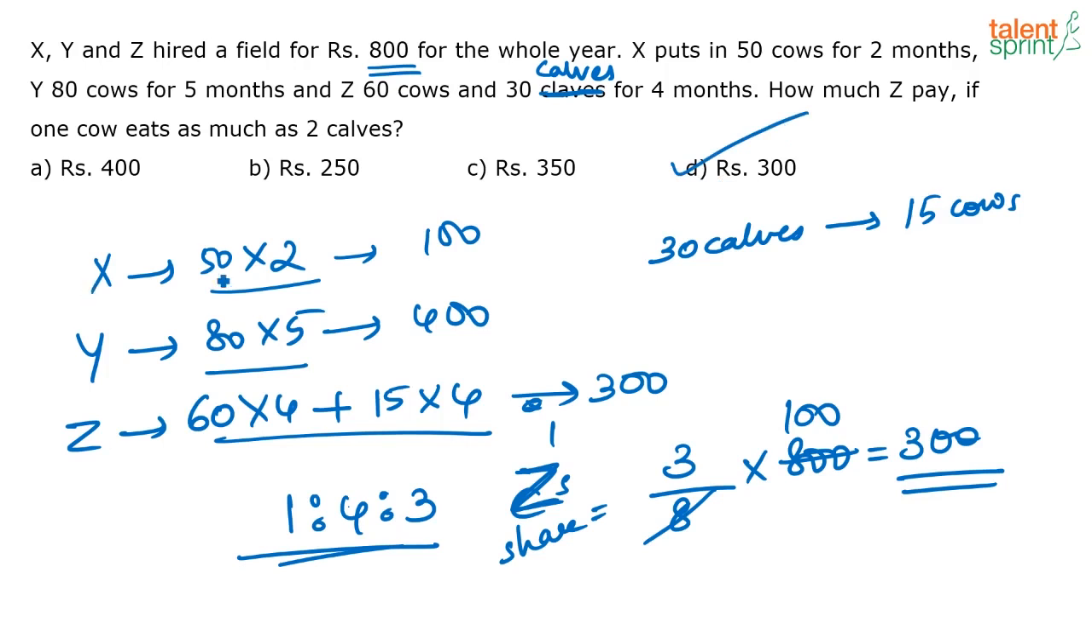Here X has used 50 cows for 2 months, Y 80 cows for 5 months, Z 60 cows for 4 months and 30 calves for 4 months. Now, 30 calves is equivalent to 15 cows. So, I can actually say that he has used 75 cows for 4 months. So, total that comes to 300. So, this is the ratio in which they have used the field, and so this is the ratio in which they have to share the money for the field. So, what will be the share of Z? 3/8 into 800, that is 300.